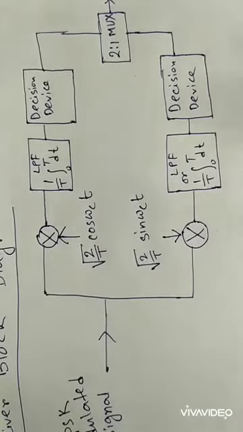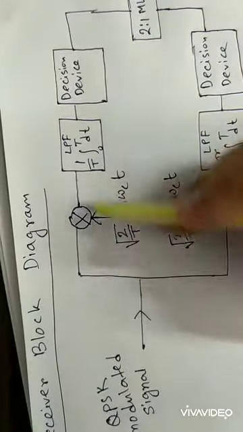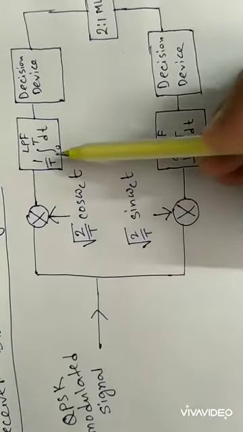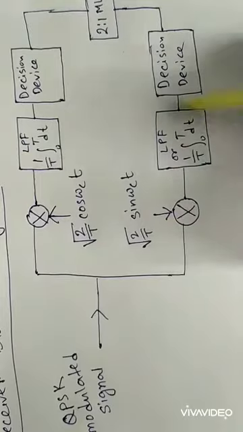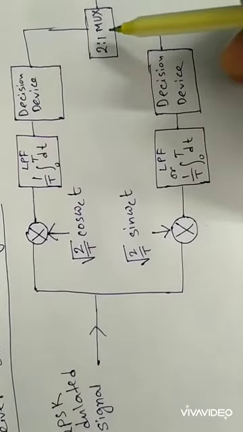So your incoming signal is the QPSK modulated signal, which passes through this path as well as this path. Then you have a low pass filter and a decision device in each path. Then you combine these two signals by using a 2:1 multiplexer.